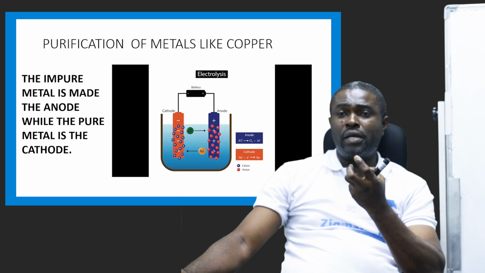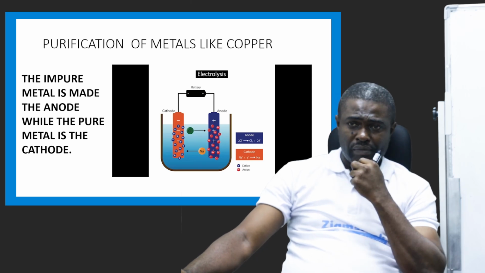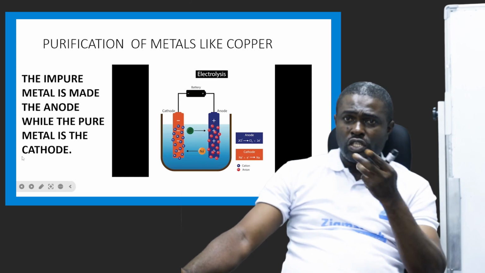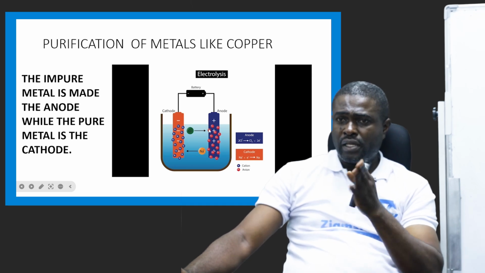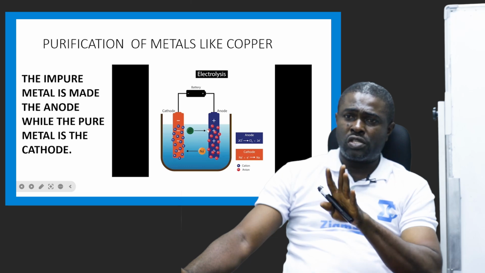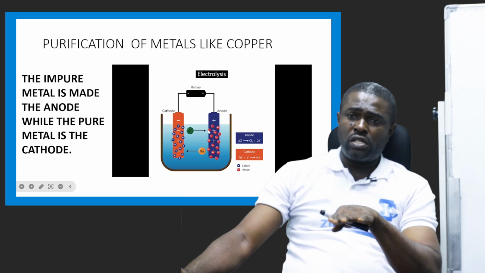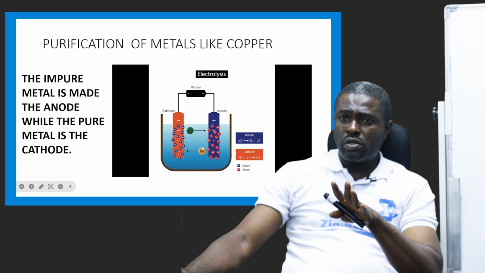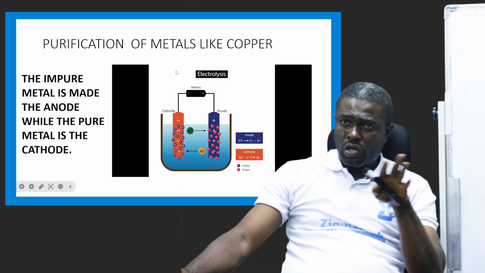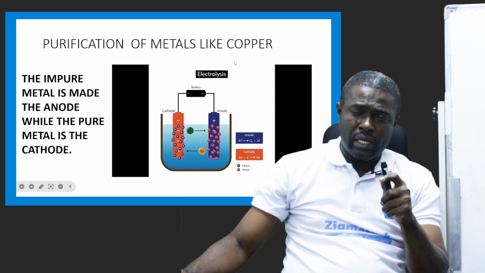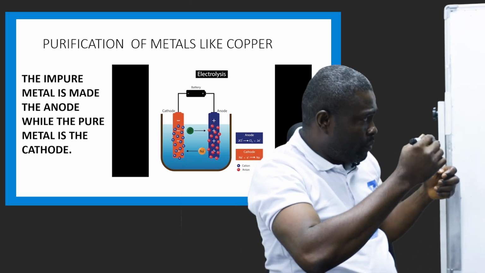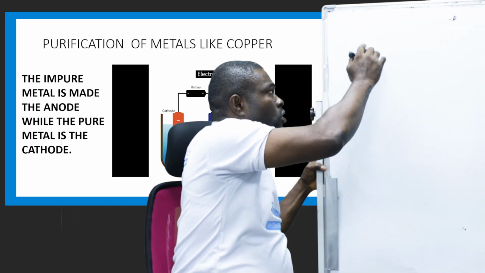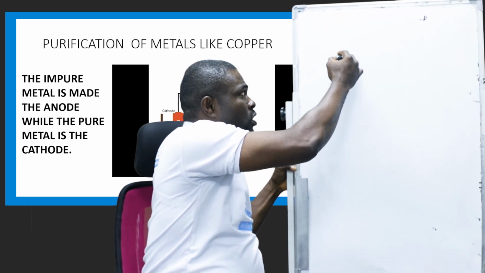When you have an impure metal, especially that of copper, let's discuss the purification. Let's not look at the diagram there. That diagram is discussing the electrolysis of molten sodium chloride. Let's discuss purification of metal. Imagine you are given an impure metal. What do you do? You want to purify it.